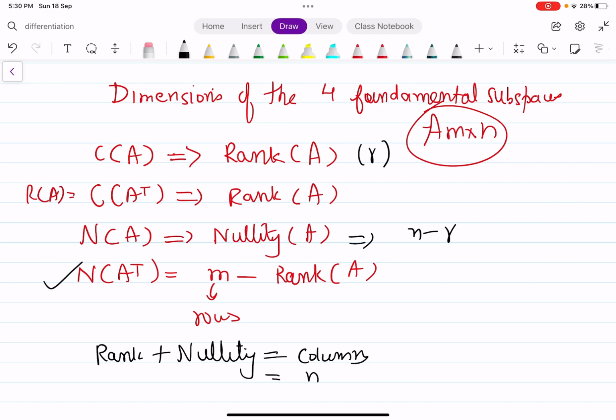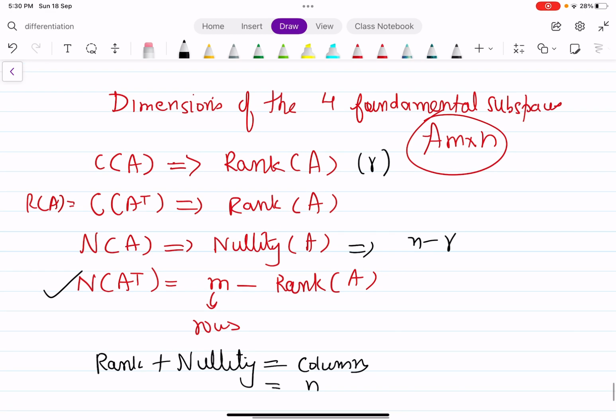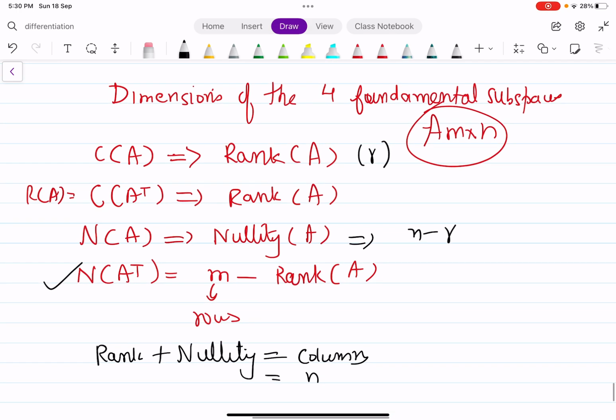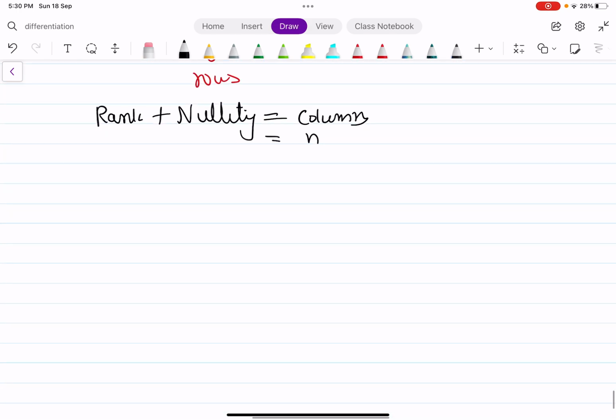So this is basically the idea of the dimensions of the four fundamental subspaces. Let's take up an example to get the dimensions. I'm not giving you any matrix. I'm just telling you that a 4 cross 3 matrix has rank 1. You find the dimensions of all the four fundamental subspaces.